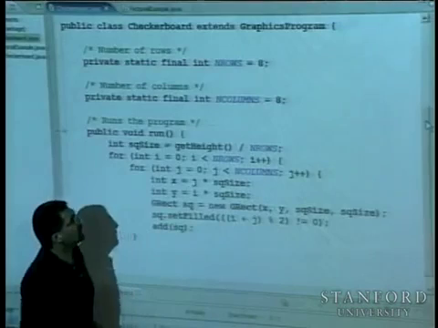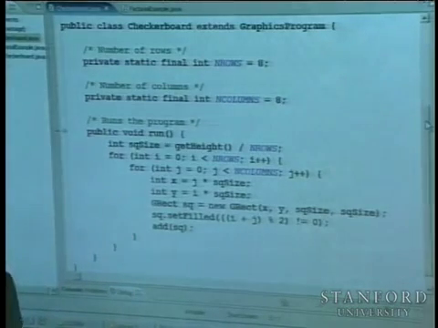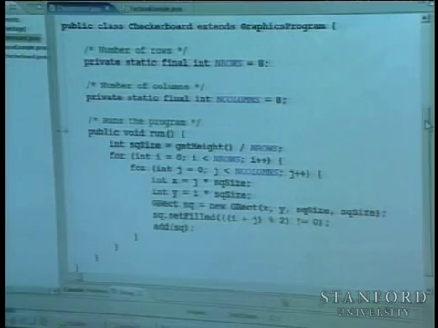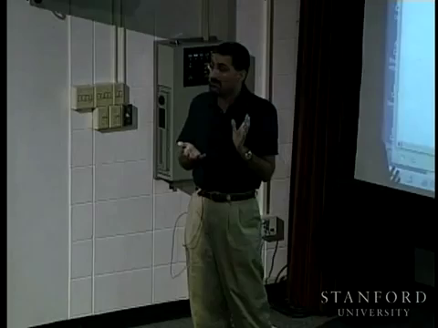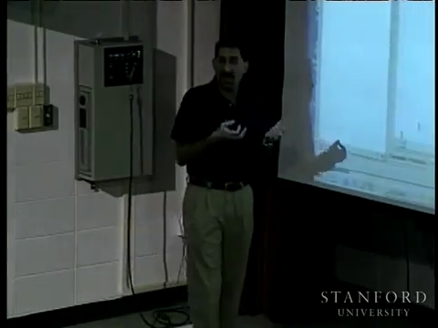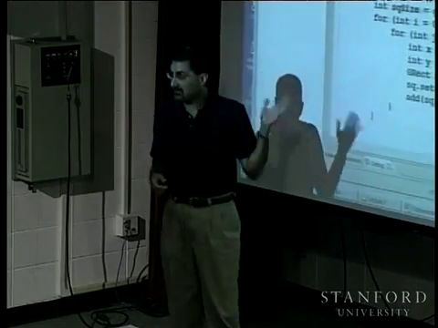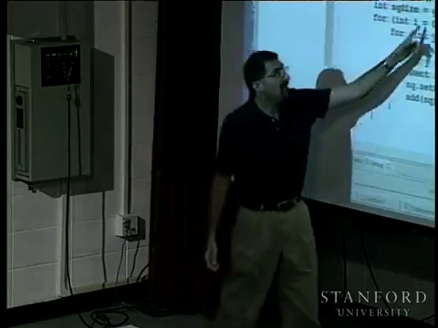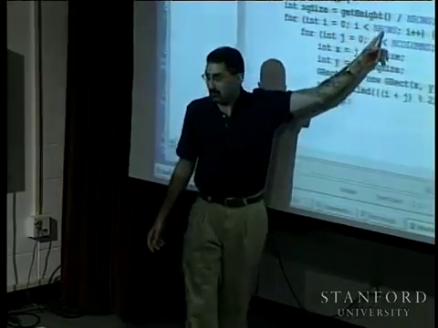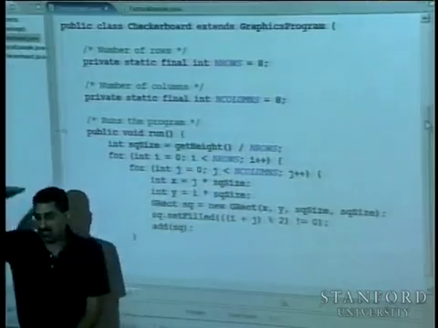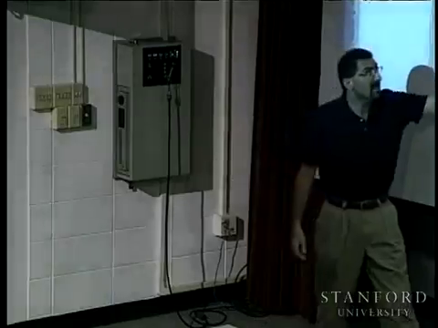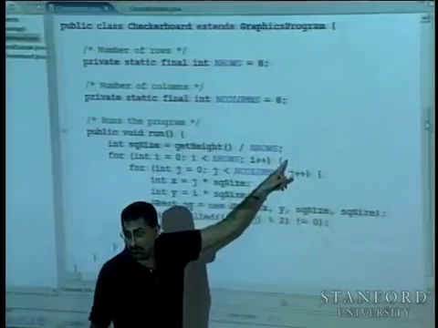And then for the run part of the program, first thing we need to figure out, because we want this thing to be general, right? No matter how big our window is, we want to draw a nice little checkerboard. So we need to figure out how big those squares on the checkerboard need to be so they appropriately fill up the screen. How do we do that? We get the height of the graphics window. Remember our little friend, the method getHeight, which tells us how many pixels high the graphics window is. And we divide that by the number of rows.